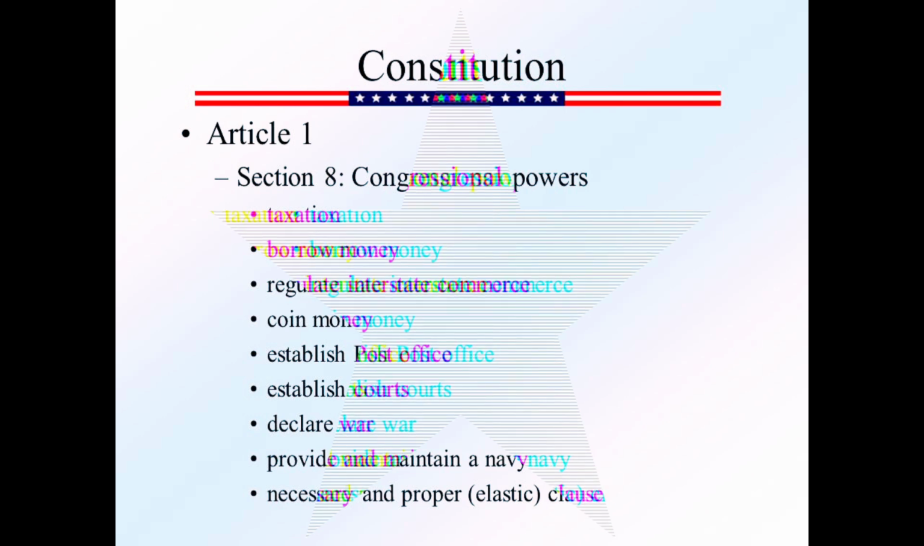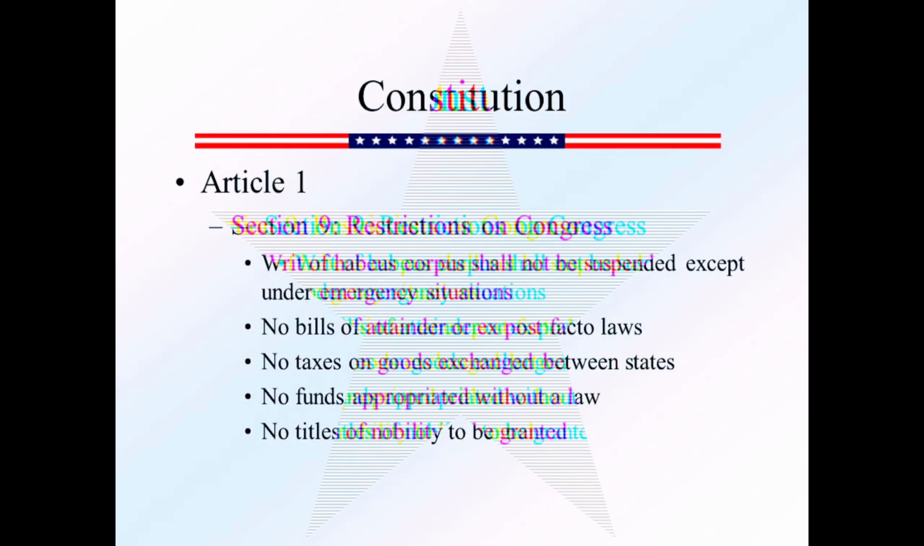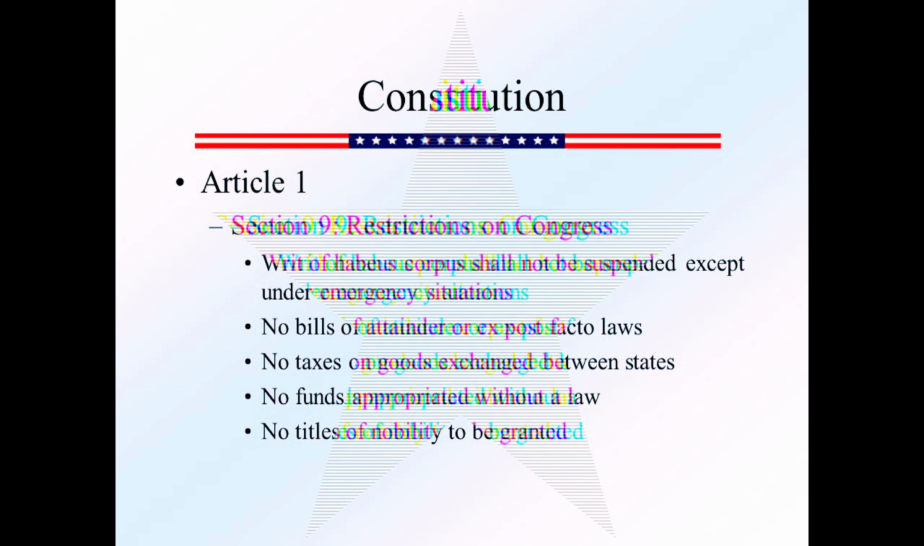Section 7 lays out the procedure for passing a bill, requiring both houses of Congress to pass a bill for it to become law, subject to the veto power of the President of the United States. Under Section 7, the President can veto a bill, but Congress can override the President's veto with a two-thirds vote of both chambers. Section 8 lays out the powers of Congress.